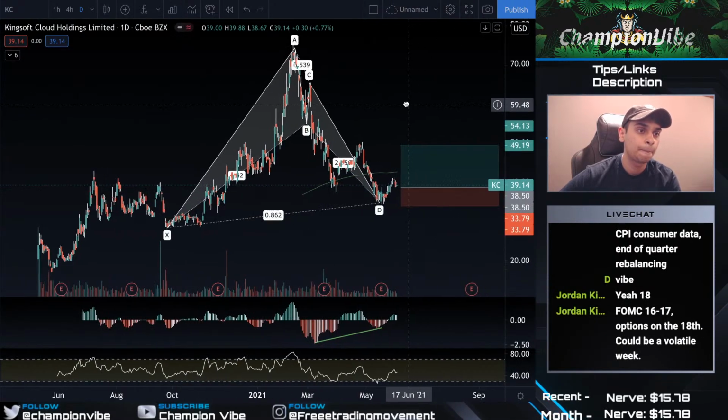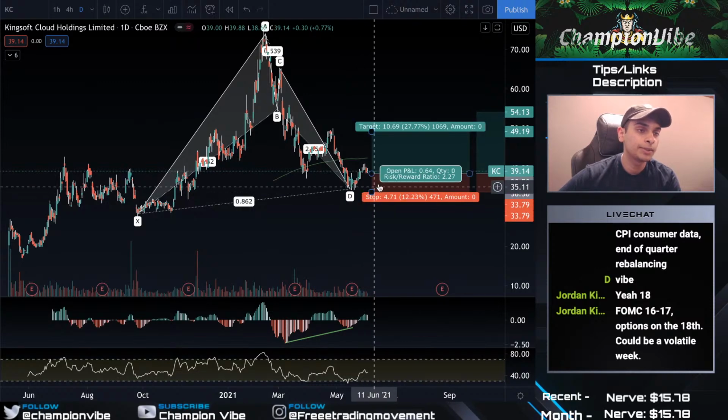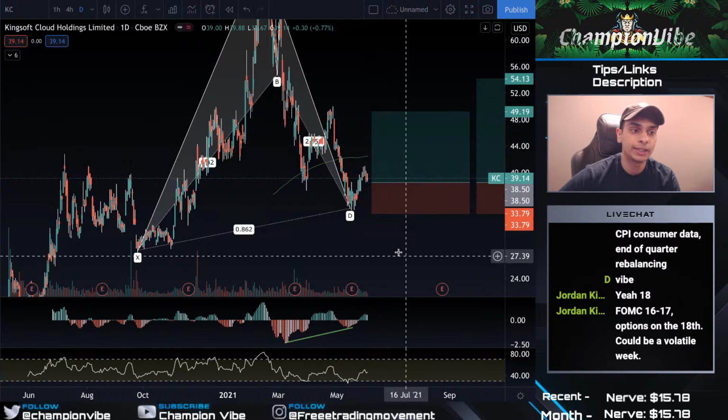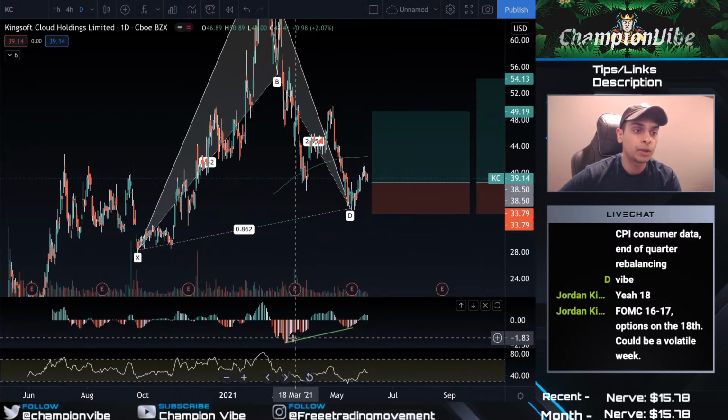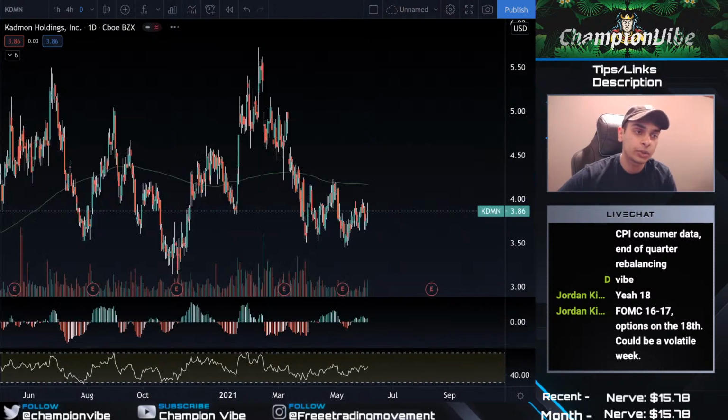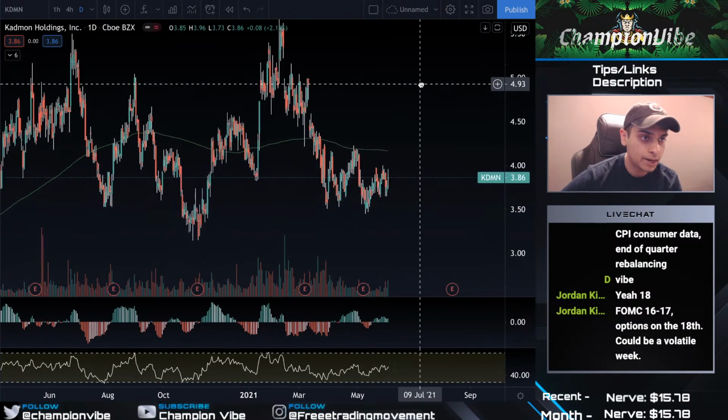Not enough data. If KC double bottoms, if it comes back down to this $34 range and double bottoms at the PCZ of the bat, and then maybe even creates triple classic bullish divergence, that would be where I would like it. So I'm just going to keep it on the watch list, but it's not really at the area I want for right now.